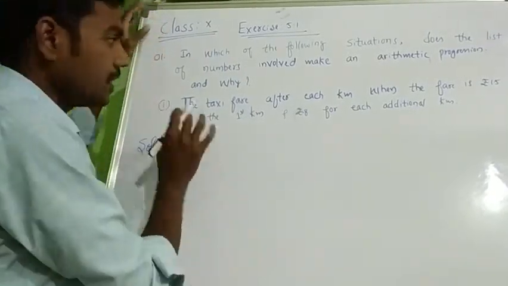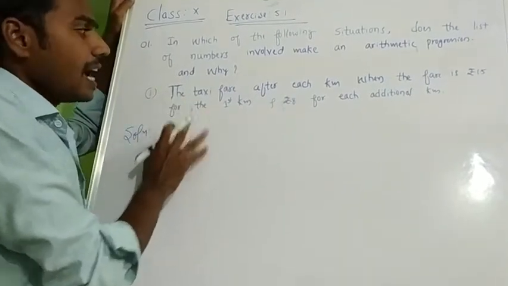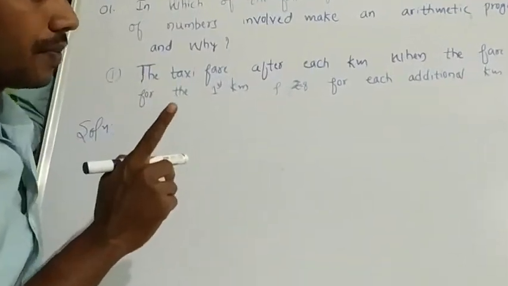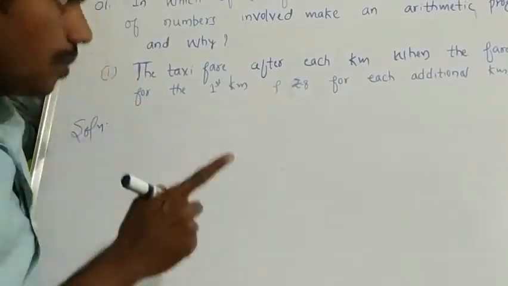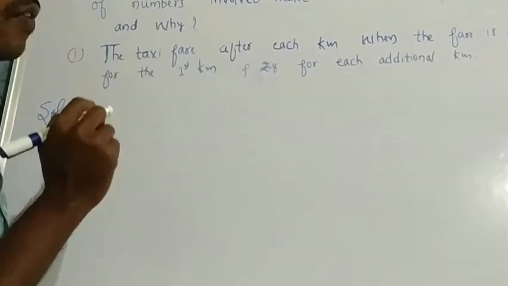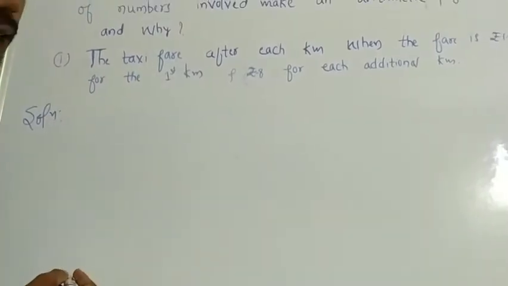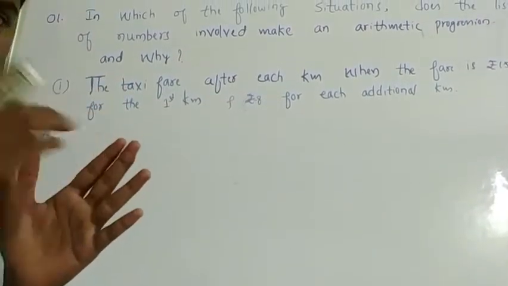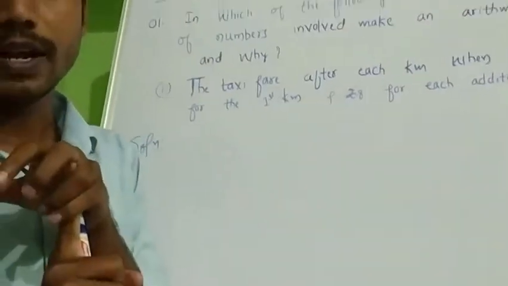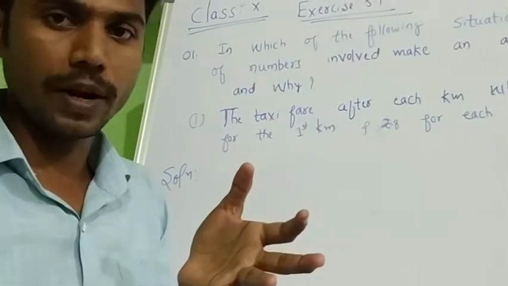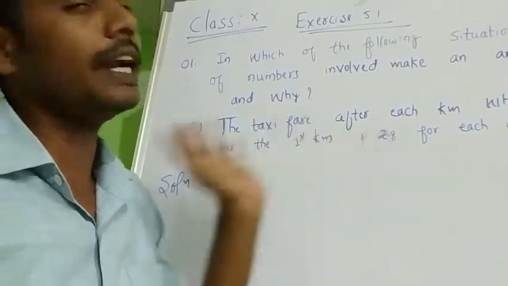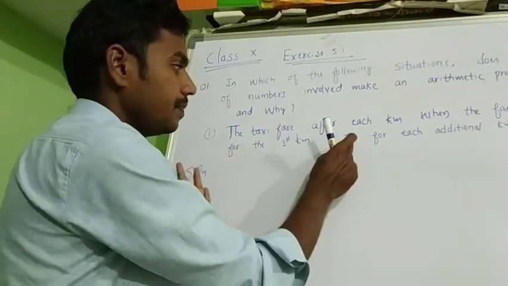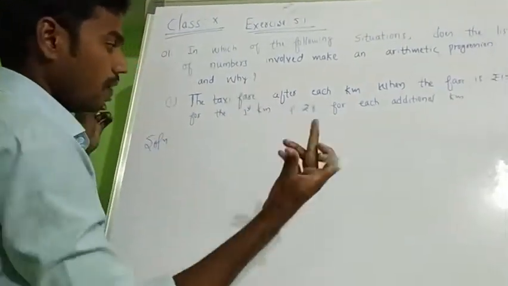The first situation is the taxi fare after each kilometer, when the fare is rupees 15 for the first kilometer and rupees 8 for each additional kilometer. See, the taxi driver is charging rupees 15 for the first kilometer, and after that for each additional kilometer is charging rupees 8 only. So how will I begin?